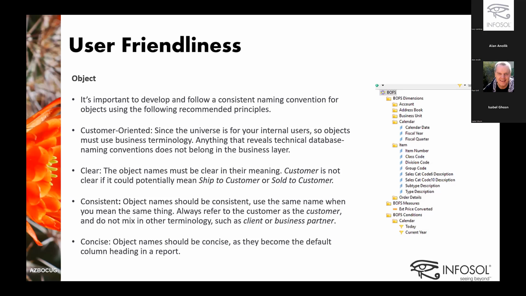The object name should be clear. So for example, customer is not clear if you're saying ship to customer or sold to customer. The object name should be descriptive and describe what the object is. And consistency: they should be consistent. So use the same name when you mean the same thing. For example, in a universe, don't refer to a customer in one class as a customer and in another class as a client. Refer to them as a customer in every class.